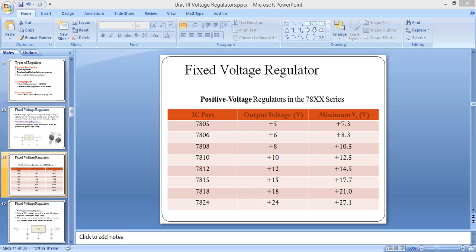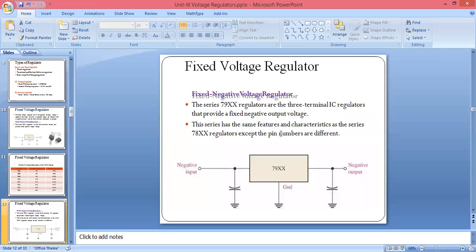Okay. So you can see here. So the series 79XX regulator, what we are calling, it is also a fixed voltage regulator, but it will give fixed negative voltage.